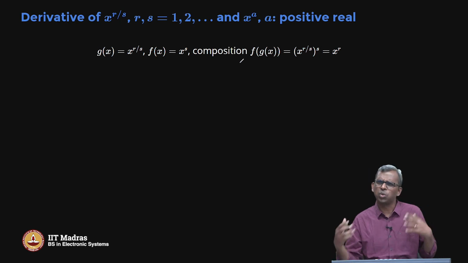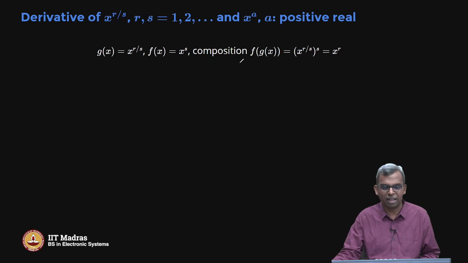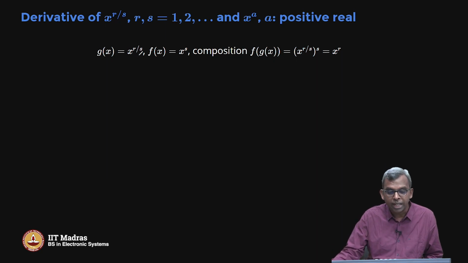How do I use it? How do I use composition for this? So here is where the trick comes in. The function for which I need to find the derivative is this guy, g of x is x power r by s. I don't know the derivative of this now.